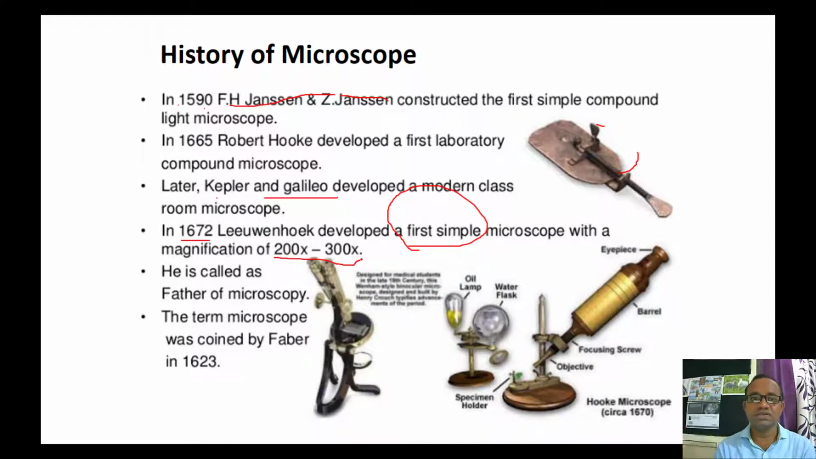Okay, so what is magnification? It is the ability to increase the size of an object. Right? So therefore he is called the father of the microscope. Sometimes he is also called the father of microbiology because he discovered the microscope. The term microscope was given by Faber. Previously there was no name of microscope, so the term was given by Faber.